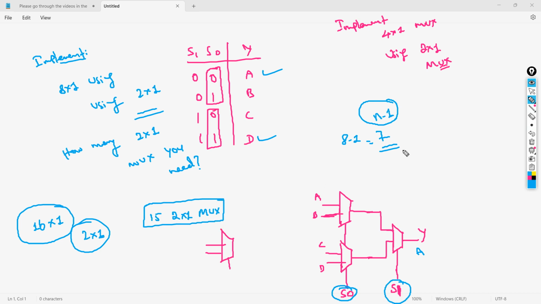Now let me ask you this one. The next question is implement 8 cross 1 using 4 cross 1 and 2 cross 1. Using 4 cross 1 and 2 cross 1, how many muxes do you need? How many 4 cross 1s you need and how many 2 cross 1s you need? I want a picture.